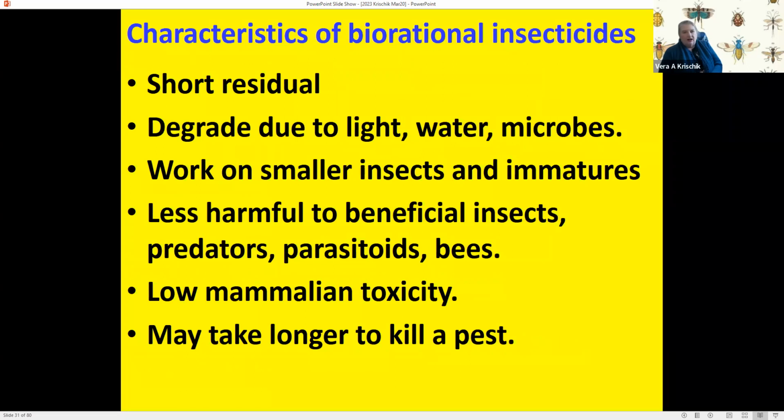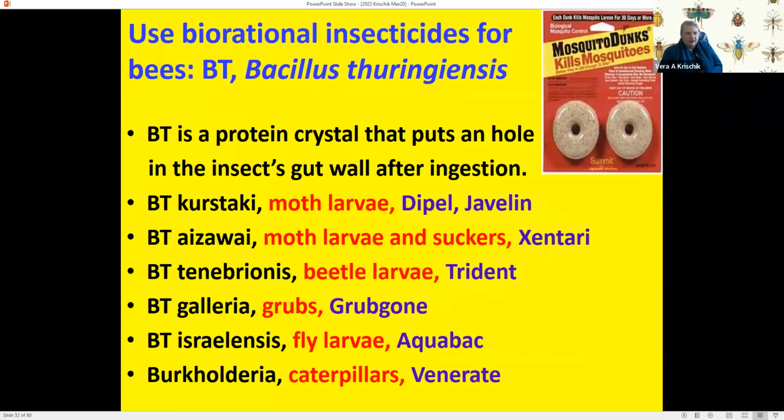And so what are biorationals compared to conventionals? They don't last as long, they degrade quickly, they work on smaller insects, they're less harmful to the 4 Bs, have low mammalian toxicity, and they may take a little longer to kill a pest, a day or 2 longer, but they do work. Here are some biorational insecticides, the BTs.